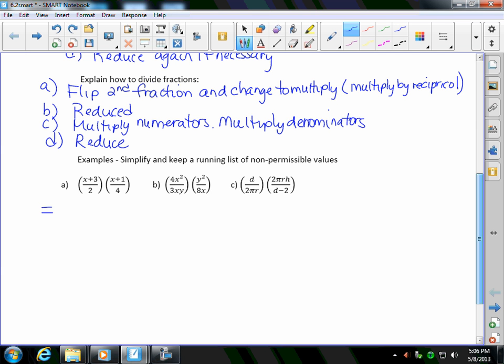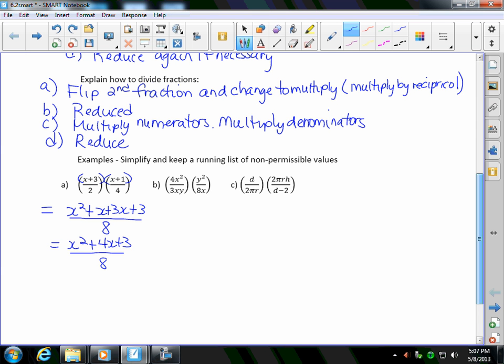So this one's going to be a straightforward numerator times numerator and denominator times denominator. So in the top here, if I just look at my numerator, I have a binomial times a binomial, so that means I'm going to have to FOIL. So I'm going to have x squared plus x plus 3x plus 3. Multiply my denominators, 2 times 4 is 8. So I have x squared plus 4x plus 3 all over 8. And there's nothing I can reduce there. Remember, you have to be able to reduce the whole polynomial, not just parts. So I can't reduce my 4 and my 8.